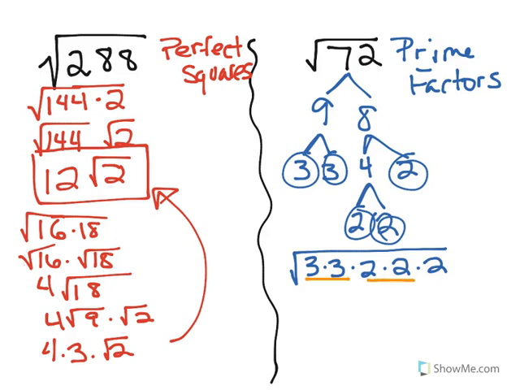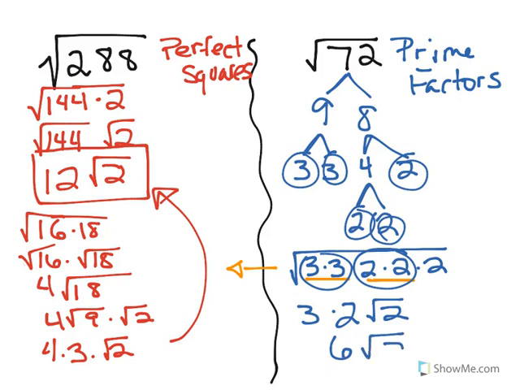This means that 9 was a factor of 72 and 4 was a factor of 72, which we learned in this method meant that we could factor them out. So the square root of this pair here will be 3. The square root of this pair here will be 2. And we're left with a 2 that we can't reduce any further. So in this case, our final answer is 6 root 2.